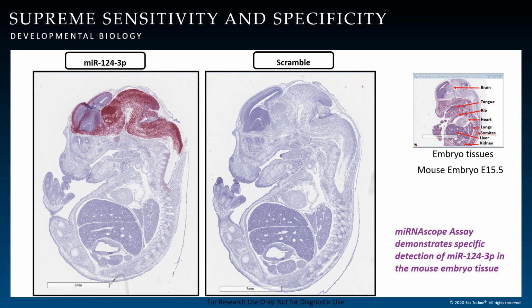Now, this particular slide is showing very nice detection of miR-124, specifically in the brain, or in the central nervous system and not other regions of the mouse embryo. And to show the specificity of this assay, we have again used our scramble probe to demonstrate the robustness of miRNAscope. And we can see very strikingly how miRNAscope delivers that spatial resolution that is required in order to fully understand the function of these microRNAs.